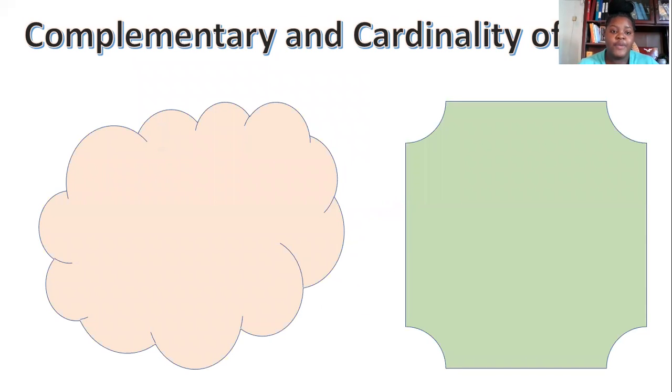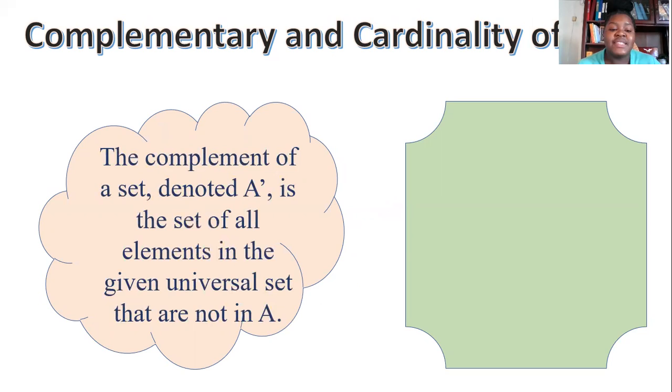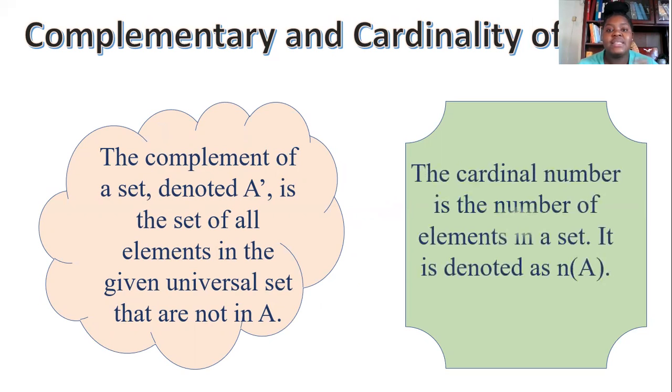So as a reminder, the complement of a set, which is denoted as A with an apostrophe or A with a capital C in the upper right corner, is all of the elements in a universal set that are not in the given set. And the cardinality of a set is the number of elements in the given set. So again, the complement of a set is all of the elements that are in the universal set, but not in the given set. And the cardinality or the cardinal number of a set is the number of elements in a given set.